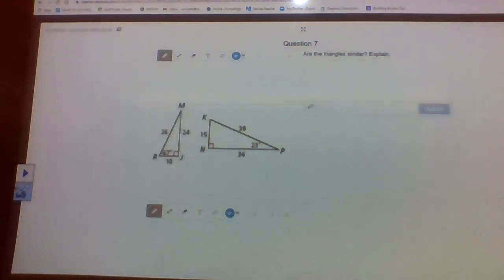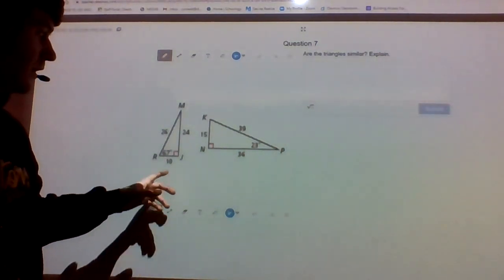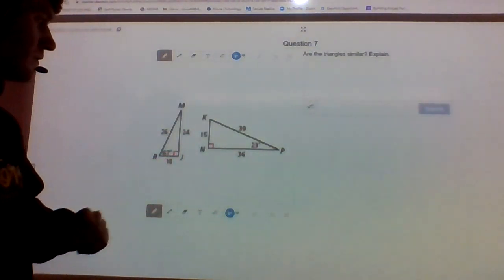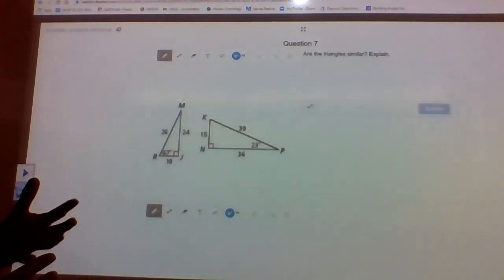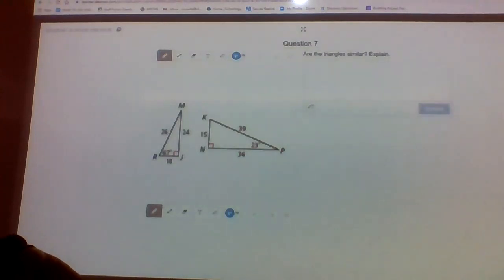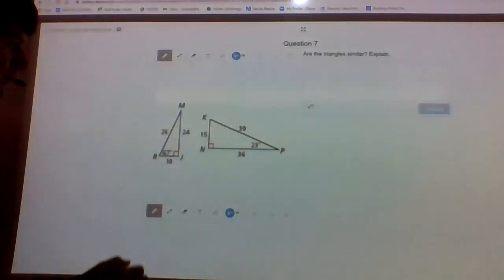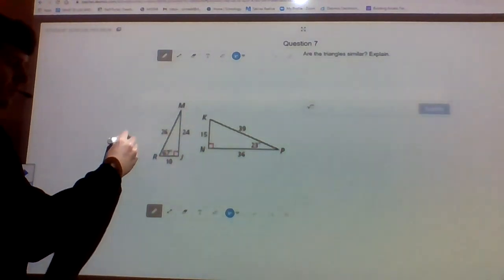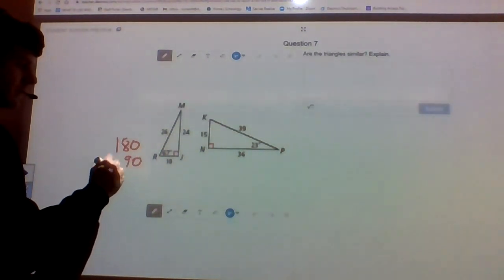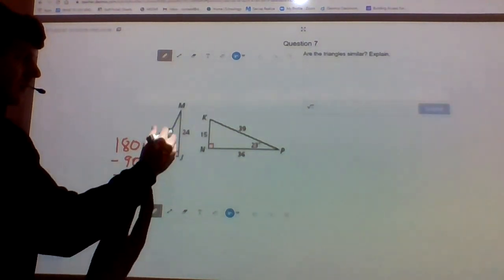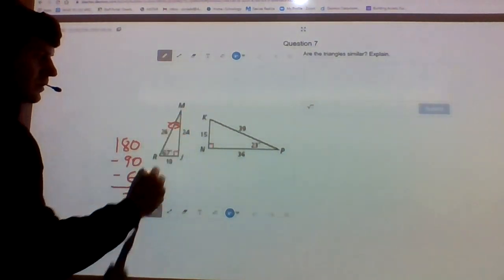Okay, so question 7 here, are the triangles similar? What I notice here, first of all, are the angles. We got to check and see if sides are proportional, angles are congruent. But we can just use angle-angle similarity here. We know the three angles of a triangle add up to 180. So we can do 180 minus 90 minus 67, and that's going to be 23. So this angle here has to be 23.